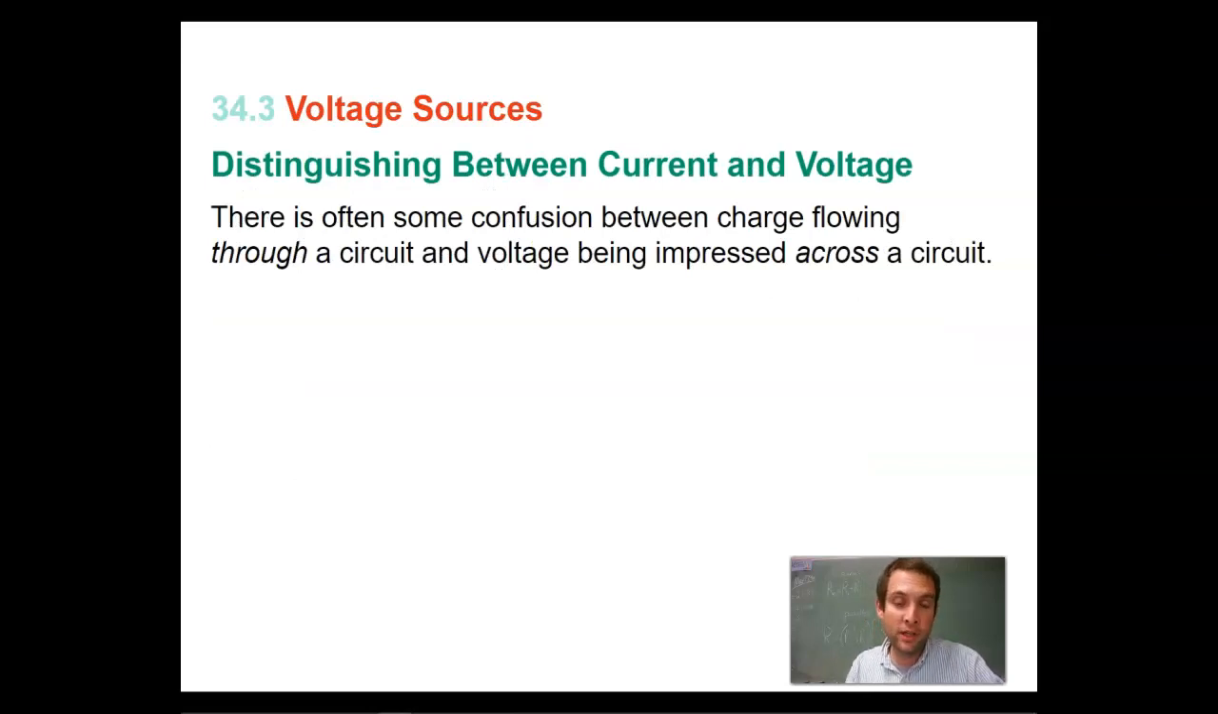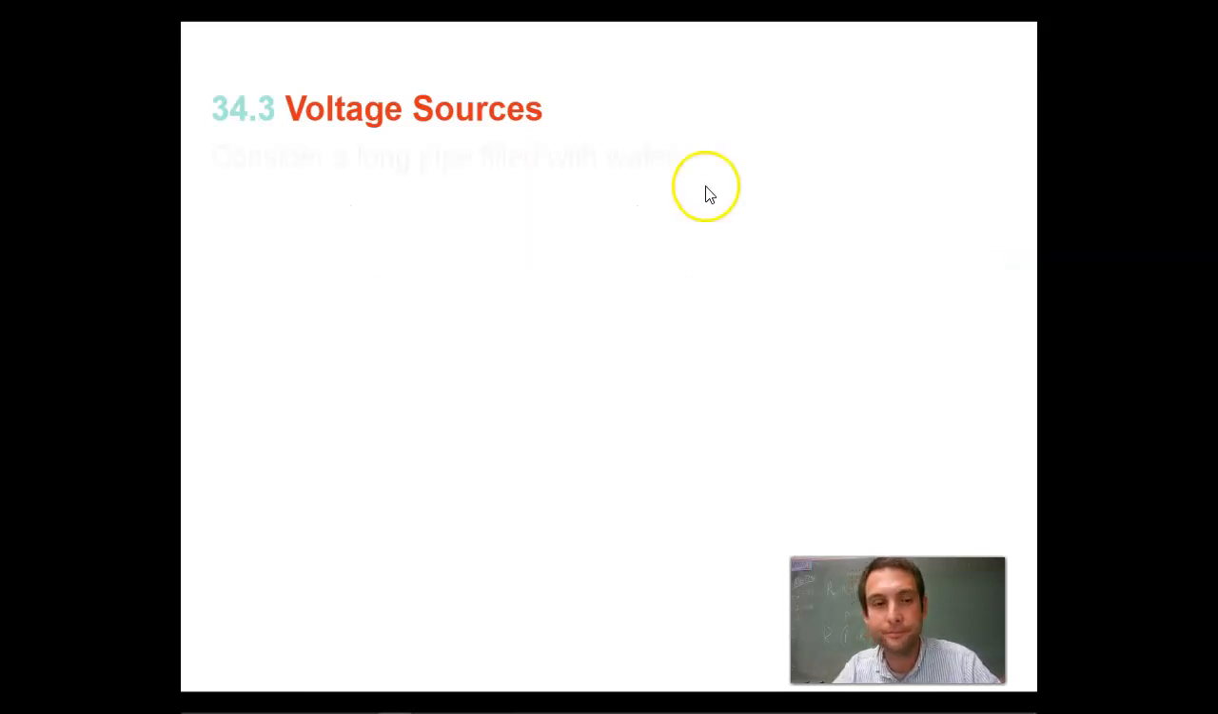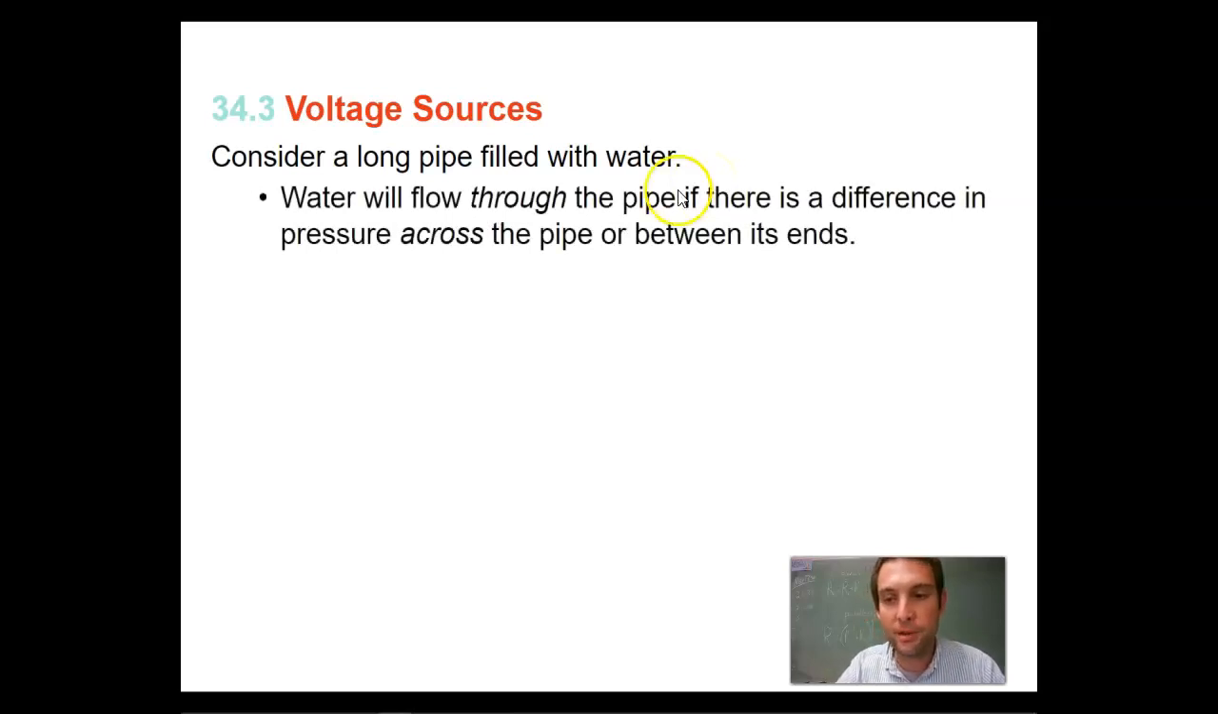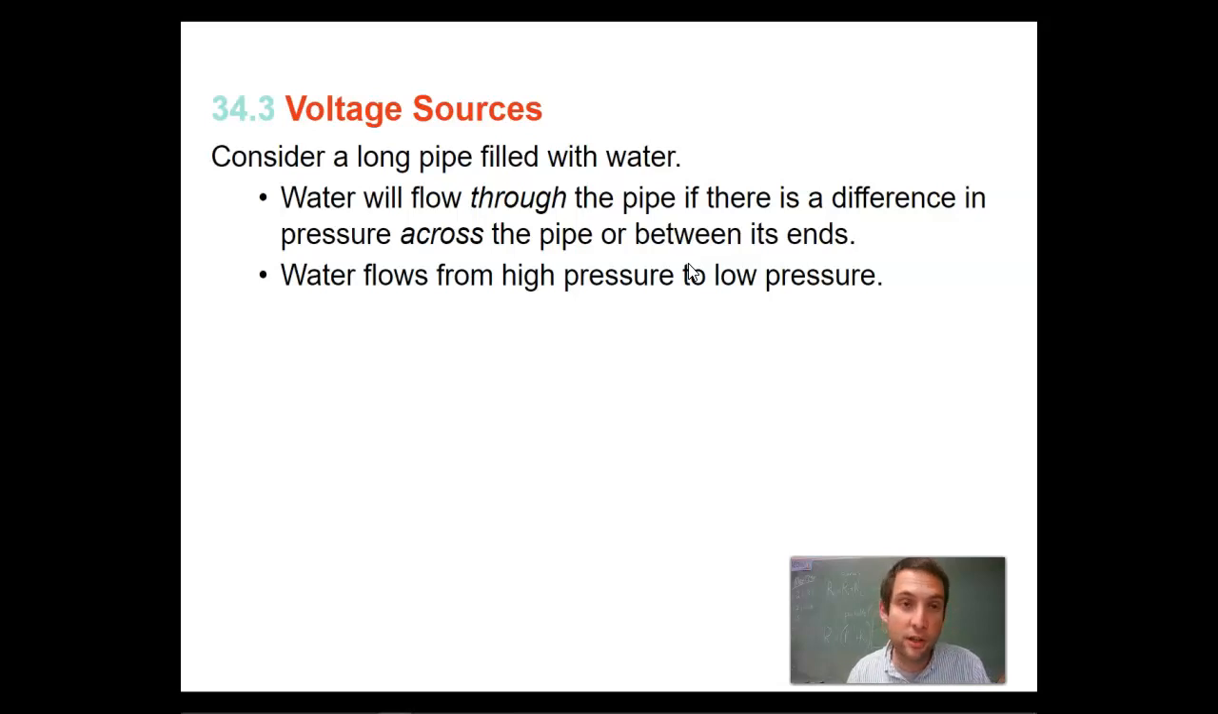The difference between current and voltage. Some confusion between charge flowing through a circuit and voltage being impressed across a circuit. So if we think about a long pipe filled with water, water is going to flow through the pipe if there is a difference in pressure across the pipe or between its ends. Water is going to flow from the high pressure to the low pressure, just like heat goes from high temperature to the low temperature. Just like air goes from a high pressure to a lower pressure. That's what creates wind. Everything goes from higher to lower.